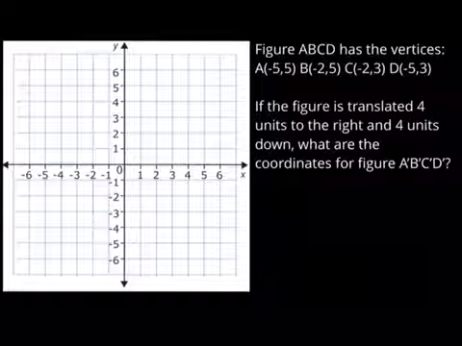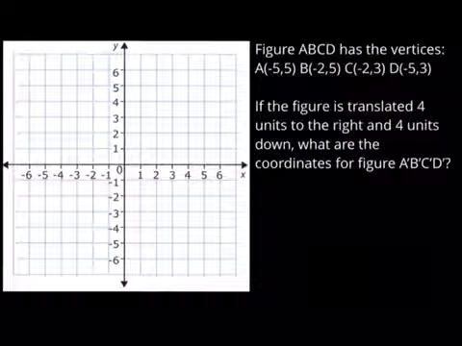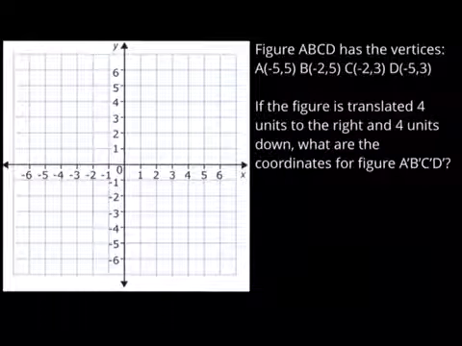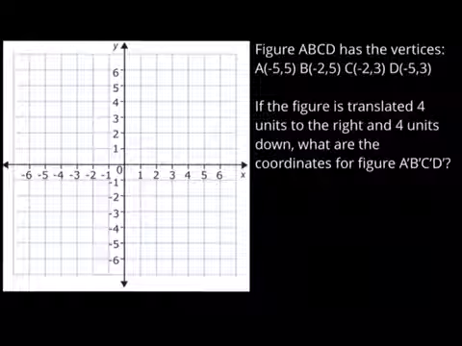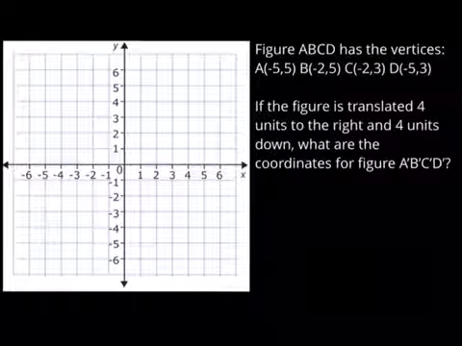So it says, figure ABCD has the vertices A at -5, 5, B at -2, 5, C is at -2, 3, and D is at -5, 3. So, first thing before I can do, because the next one starts telling me how it's moving. Well, I don't know where figure ABCD is. So before I do anything, even go on to the next part of the question, I'm going to draw that figure, okay? So let's go over -5 and up 5.